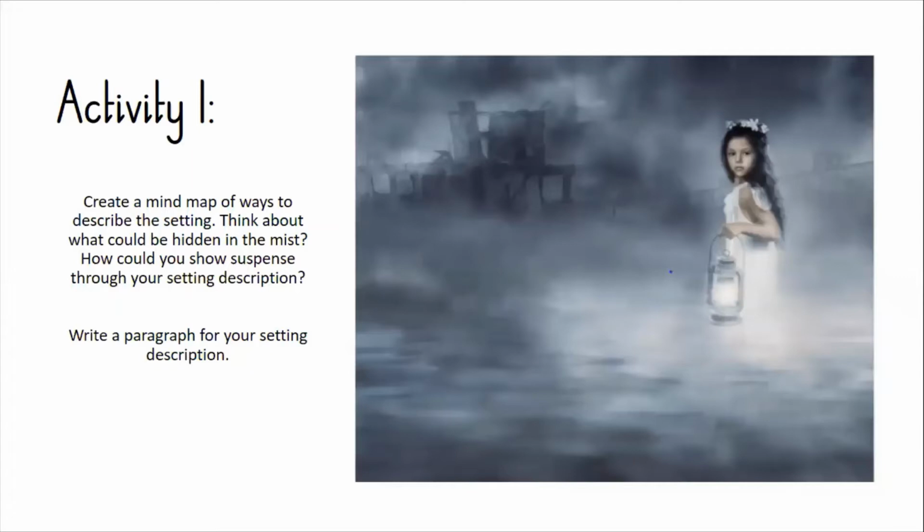So we are going to create a mind map of ways to describe the setting. Think about what could be hidden in the mist. How could you show suspense through your setting description? And then after we've done all those things, we're going to write a paragraph for your setting description.